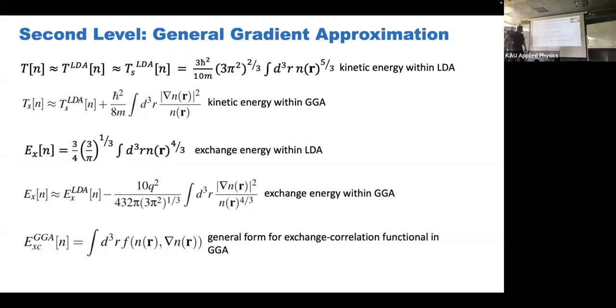Gradient approximation. So we have this in LDA, but for GGA we had to add some gradient. So we have this kinetic energy, single particle. We add some gradient of electronic density. Then we have some exchange energy with LDA, and we also add some part with the gradient of electronic density. In general form, it depends on the electronic density and its gradient. So this method is better than LDA.